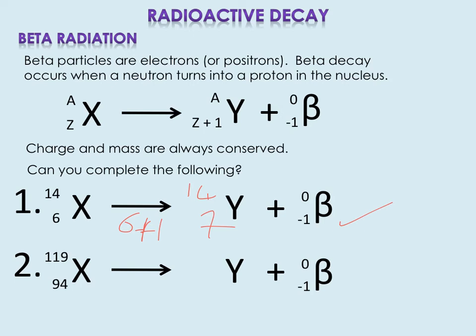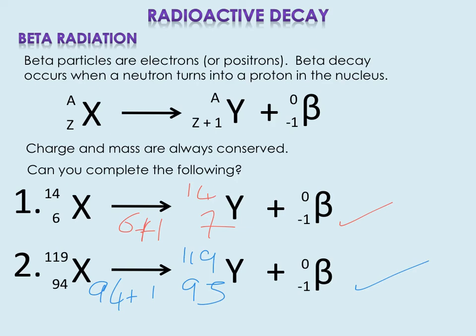So remember our nucleon number, 119 nucleons. Well, that's not changed, so we have 119 there. Remember again we do 94 plus 1 this time to get 95. Let's do our double check. 95 minus 1 is 94, so again it's conserved. And that is how we do radioactive decay equations for beta.